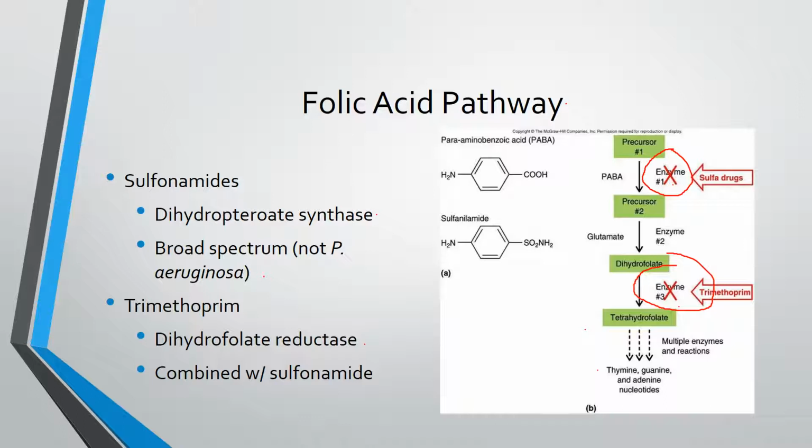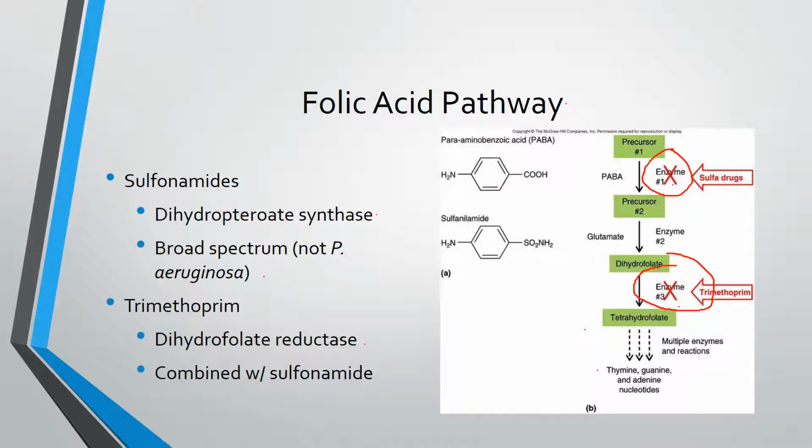Okay, so you can see in this example here, you have the different enzymes that are targeted by these folic acid inhibitors. You have the sulfonamides, which target an early precursor enzyme, and you have trimethoprim, which targets a later precursor enzyme. Okay, and you can see what they're producing is still a precursor, but it leads to the production of thymine, guanine, adenine, nucleotides, obviously necessary.